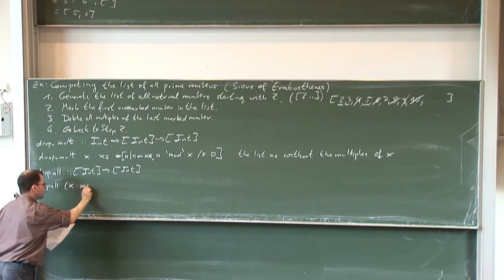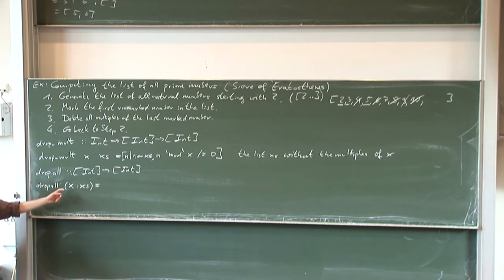A list which starts with x. And then the idea would be, initially this is the list 2, 3, 4, 5, 6, and so on. And then we would keep the first element, 2, and drop all multiples of 2 from x's. And then, with the remaining list, we would do the same thing. We would keep the first element and drop all multiples of this first element, and so on.